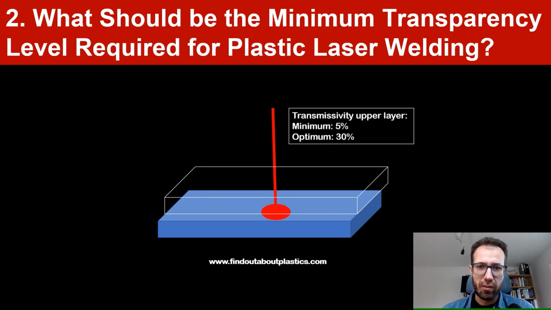So this is also what I've shown here in this graph. So that means in an optimal application case, 30% of the laser energy passes through the transparent upper layer and is absorbed by the lower layer. And when we have additives, fillers, pigments, and part thickness, those are all factors which can negatively influence the transmissivity of your upper layer. Therefore, a careful polymer material selection for laser welding is needed.